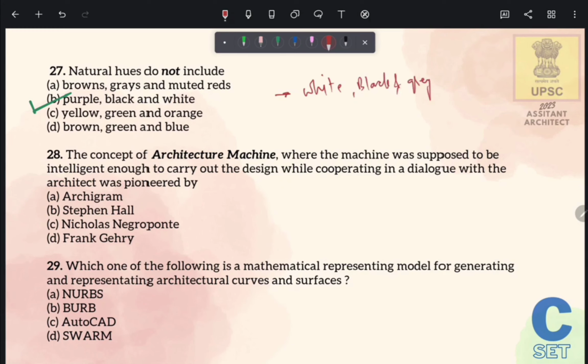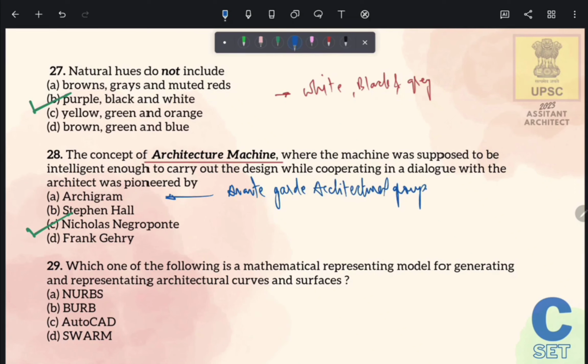Let's see next question. The concept of architecture machine, where the machine was supposed to be intelligent enough to carry out the design while cooperating in a dialogue with the architect, was pioneered by. So this concept of architecture machine was pioneered by Nicholas Negroponte. So the correct answer is option number C. Also here in option A you can see Archigram, which is an avant-garde architectural group.